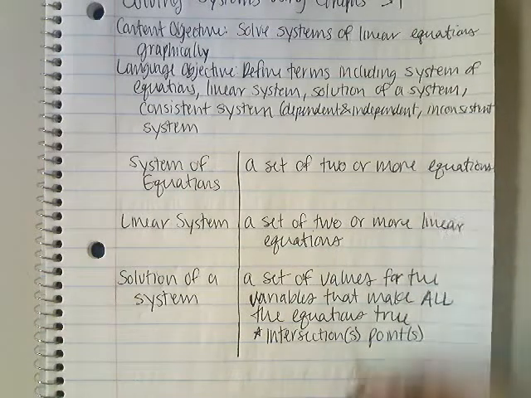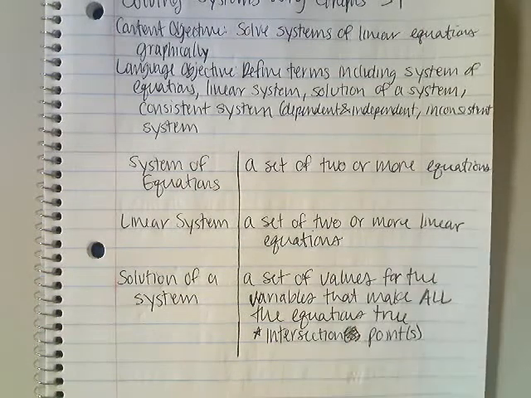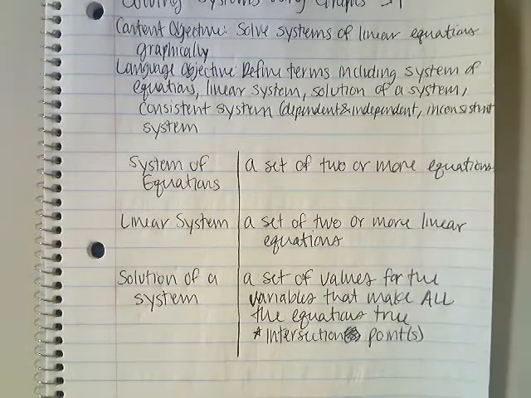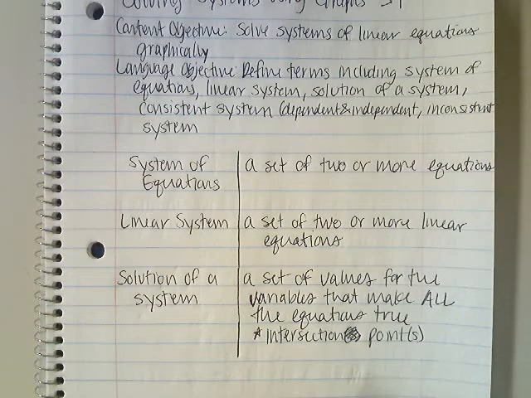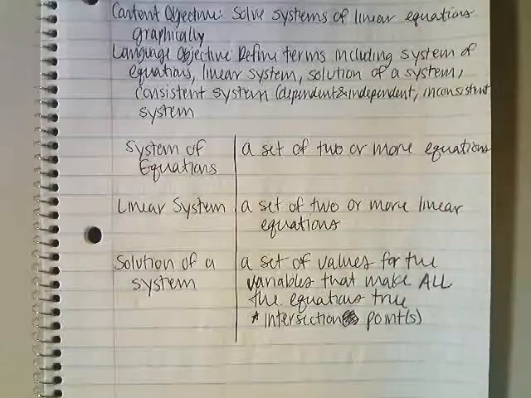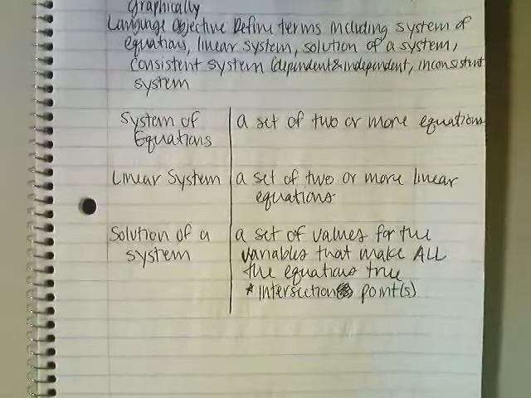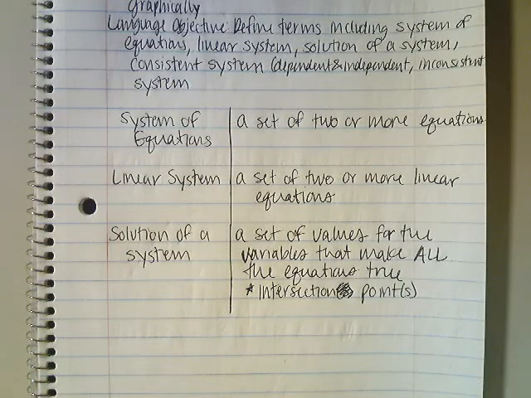So their intersection points are going to be the solutions when we're looking at it graphically, because that's going to be the x and y values that work for both those linear equations. So before we go into more details about solving systems graphically, I want to talk about the different ways we can solve a system generally.